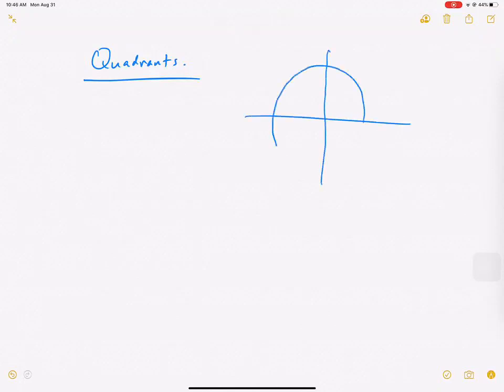Here we go. We're looking at quadrants. Darn it, that looks terrible. Now, when we're looking at radians, degrees, we're talking about how much we're turning. So we're turning around a circle. And what happens is we have broken up these circles into 4 easier sections to think about. We have quadrant 1, denoted by a Roman numeral 1, quadrant 2, quadrant 3, and quadrant 4.